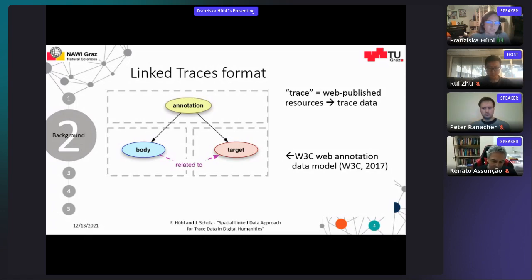So a trace can also consist of a sum of events like Darwin's expeditions, for example, or a certain war with its battlefields. So the linked traces format is in its infancy, but the World Historical Gazetteer community intends to develop the format further and already uses example traces within the platform.